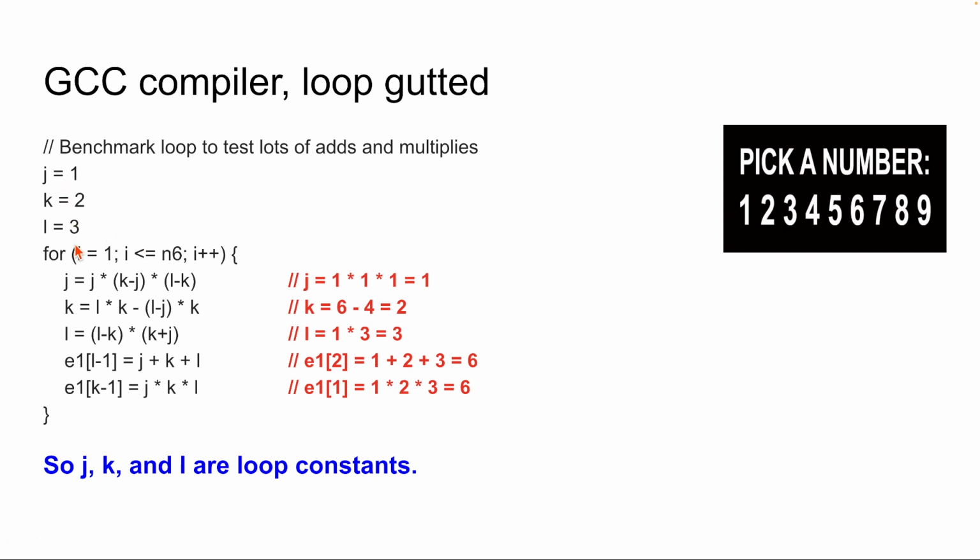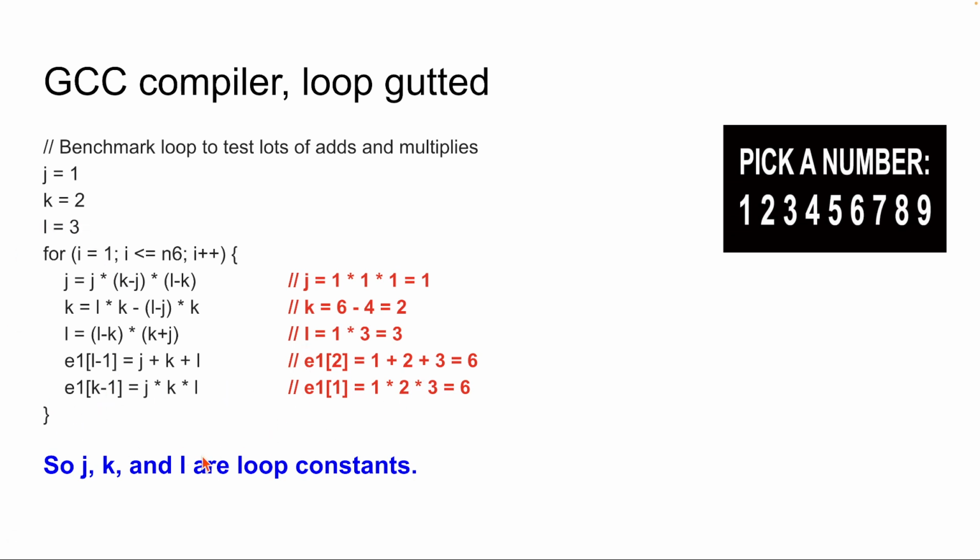It does constant folding. So the first time around it says, oh, j is 1, k minus j is 1, l minus k is 1. Multiplies together, you get 1. J is 1. Go around again on k. K is l times k is 6. L minus j is 2. K is 2. 6 minus 4 is 2. K is 2. L minus k is 1. K plus j is 3. 1 times 3 is 3. And then the stores store just 1, 2, and 3, or 1, 2, and 3 multiplied. So that's the first time around the loop.